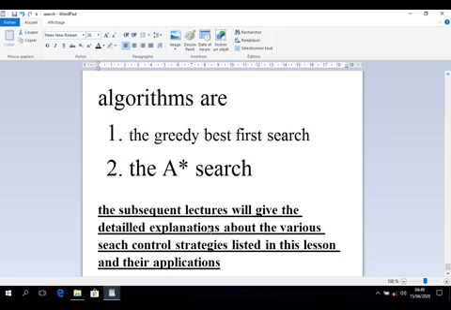Now, in the subsequent lectures, we will give the detailed explanations about the various search control strategies, either uninformed search control strategies like the breadth first search, the depth first search, the depth limited search, the uniform cost search, the bidirectional search, and so on, and also the informed search like the greedy best first search, the A star search, and their applications.